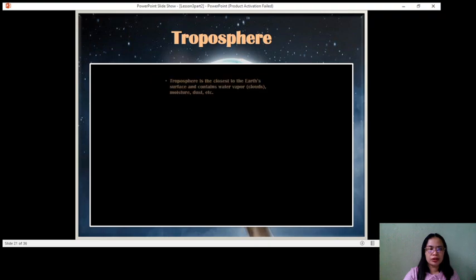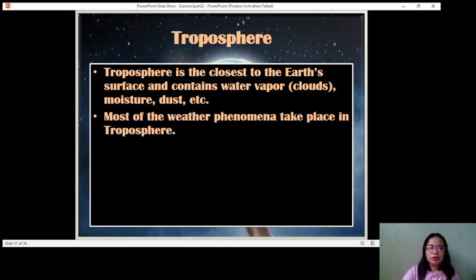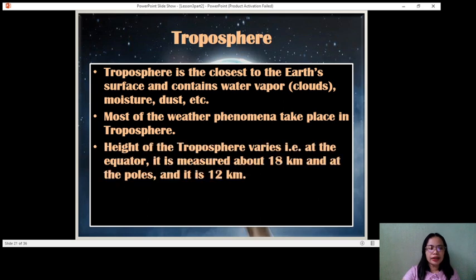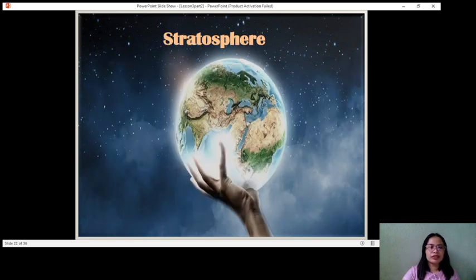Let's define troposphere. Troposphere is the closest to the Earth's surface and contains water vapor such as clouds, moisture, dust, and etc. Next, most of the weather phenomena take place in the troposphere. The height of the troposphere varies: at the equator it is measured about 18 km, and at the poles it is 12 km. Tropopause is the transitional zone that separates troposphere and stratosphere. Next, the stratosphere.